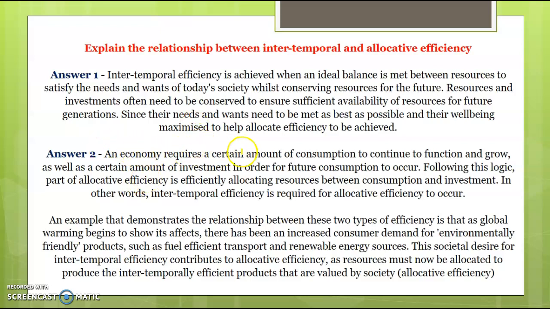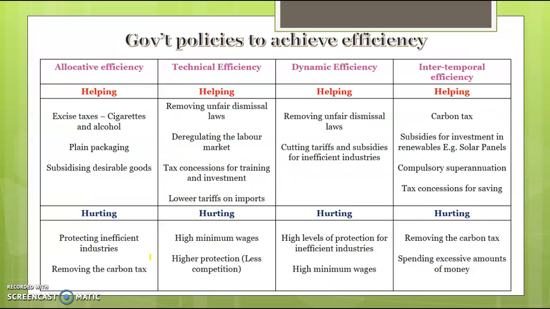Answer 2, an economy requires a certain amount of consumption to continue to function and grow, but we also need investment into the future. So part of allocative efficiency is allocating resources between consumption and investment, so ensuring that we're saving resources for the future. An example of that would be global warming. There's been increased consumer demand for environmentally friendly products like renewable energy sources. That desire is to achieve intertemporal efficiency, which will therefore ensure that we're maximising living standards for the future, maximising allocative efficiency.